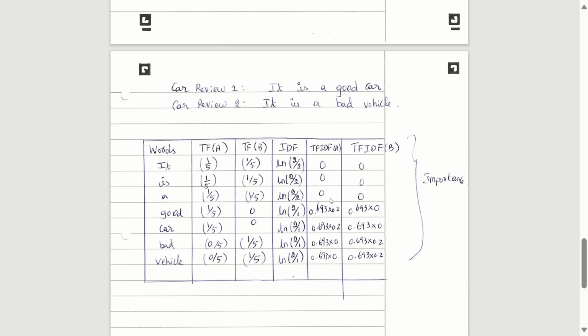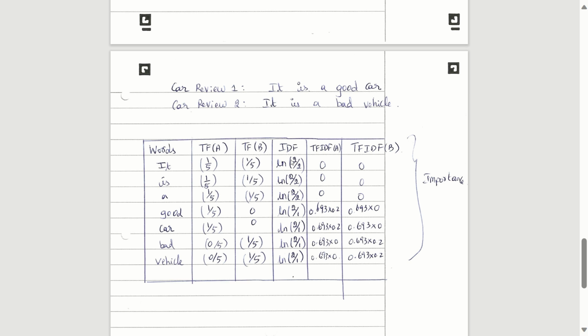So now you have the calculation done in the form of a table. Let's see the words: "it is a good car" and the second sentence, which repeats three words and has bad and vehicle. If you consider the terms, for the first review it is 1 divided by 5 for each of the five words, and so on. You can see that bad and vehicle are not part of car review 1. Similarly, for term frequency B, good and car are not part of review 2.